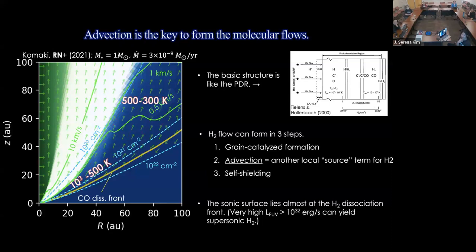And this is the temperature here and here. So this implies the flows are subsonic in molecular winds. As Selina said, yes, they are subsonic and very slow. If we want some supersonic, very high velocity molecular winds, we need very high FUV luminosity, which may be unrealistic in the standard view.